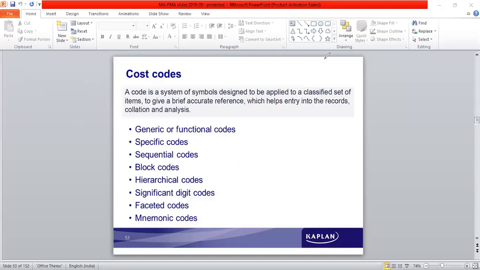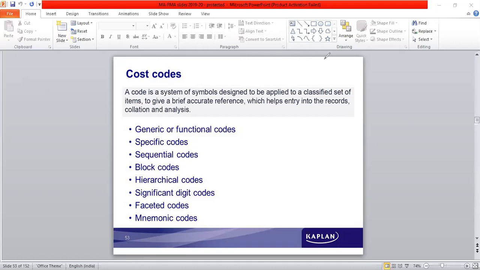What are cost codes? A code is a system of symbols designed to be applied to a set of items to give a brief, accurate reference, which helps entry into the records, correlation, and analysis. See, when there are multiple items of cost like overheads, any transaction, any activity, any overhead amount, how do they identify them? They allot certain codes. Once codes are allotted, it becomes easy to verify in future.